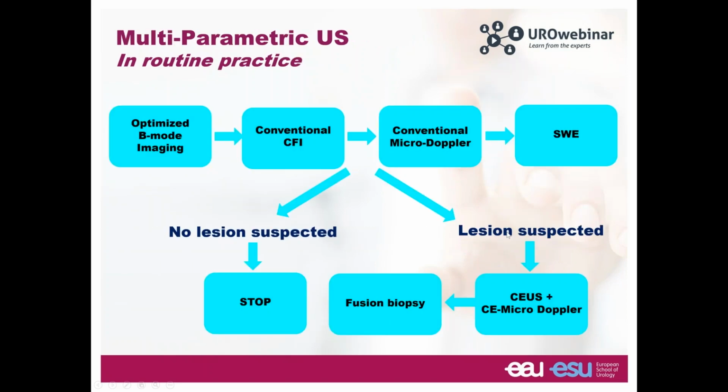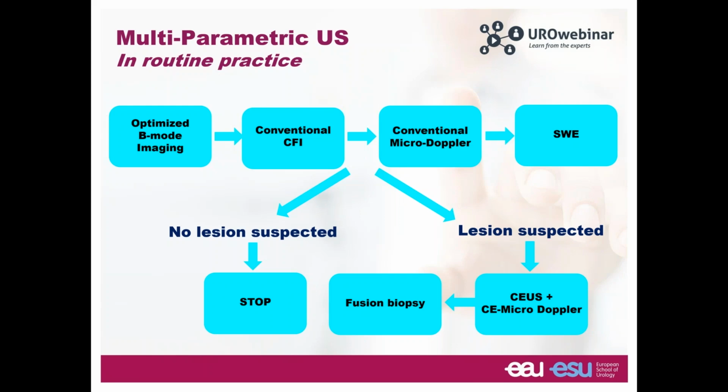So how do we manage multiparametric ultrasound? Basically, in routine practice, we use optimized B mode imaging using the best transducers that we have. We use conventional color flow imaging, conventional micro-Doppler, and shear wave elastography. And if we don't see any suspicious area, we just stop.